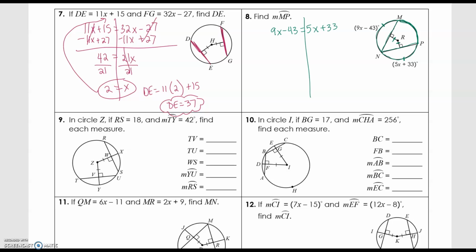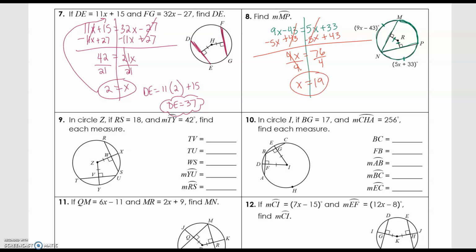Yeah. So I set them equal to each other, and most of the time, honestly, you can just assume that if you have no idea how to start. So I'm going to add 43 and take away 5x on both sides. So I get 4x equals 76 divided by 4. And I get x equals 19.